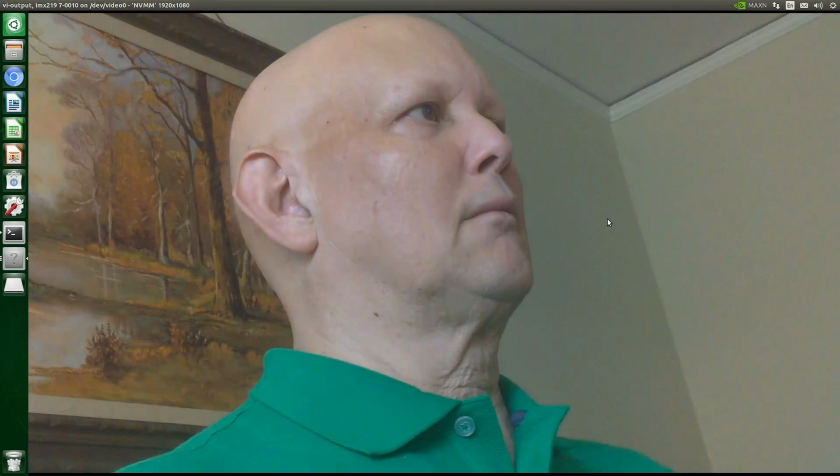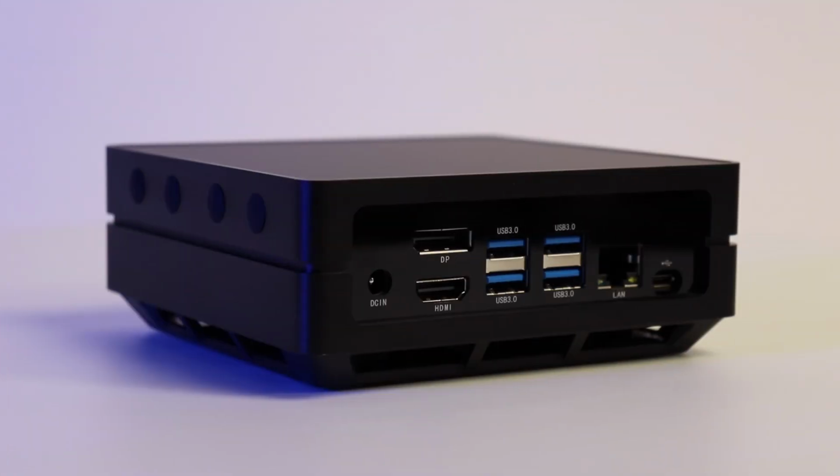So there you have it, the Seeed Studio reComputer featuring the Jetson Nano, a full plug-and-play development system.